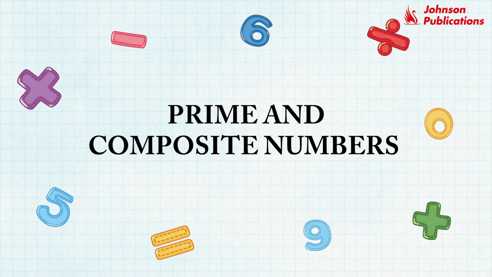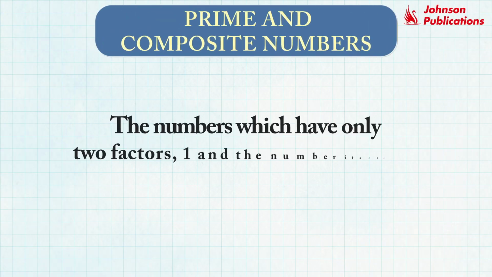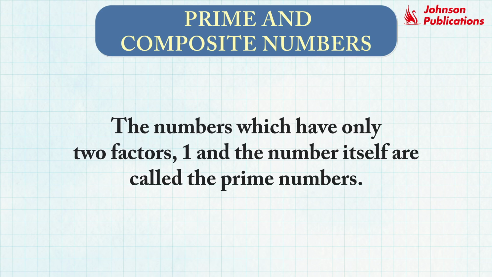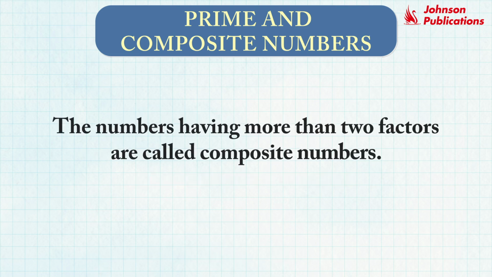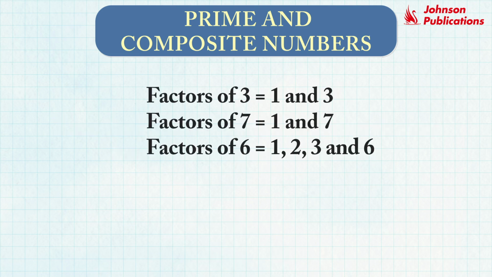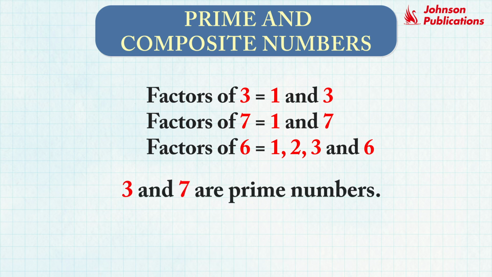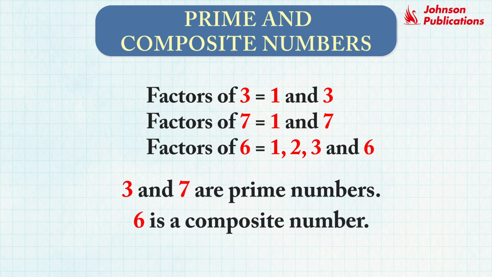Prime and composite numbers. The numbers which have only two factors, 1 and the number itself, are called the prime numbers. The numbers having more than two factors are called composite numbers. For example, factors of 3 are 1 and 3, factors of 7 are 1 and 7, factors of 6 are 1, 2, 3, and 6. So, 3 and 7 are the prime numbers as their factors are 1 and the number itself. Whereas, 6 is a composite number as it has more than two factors.